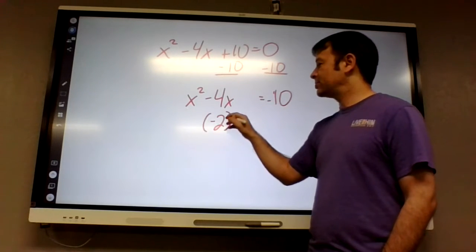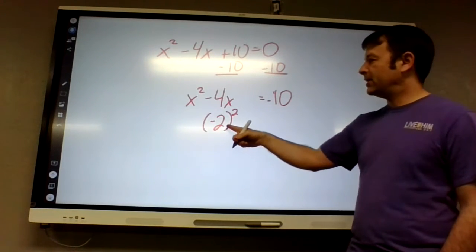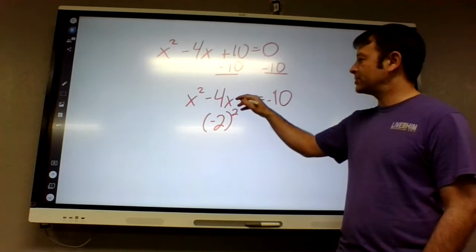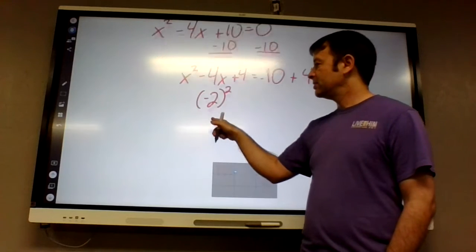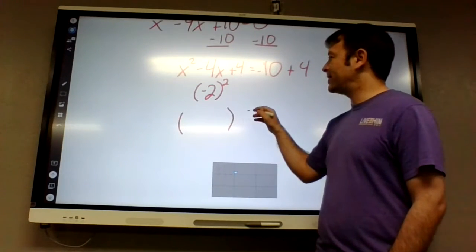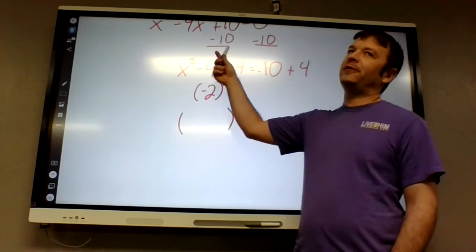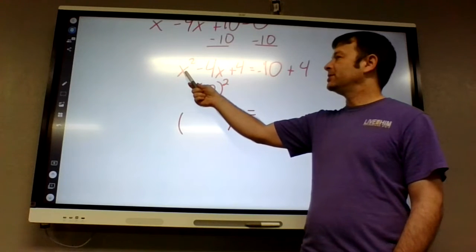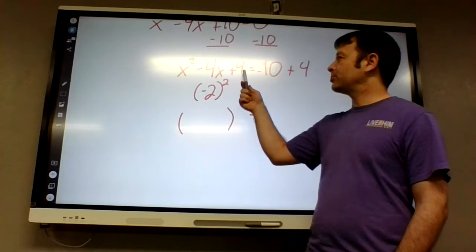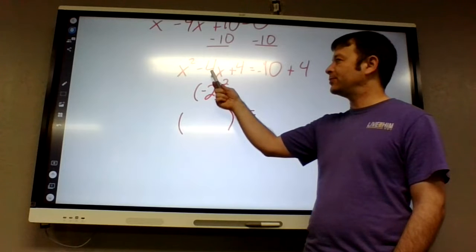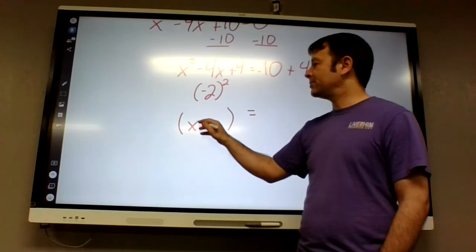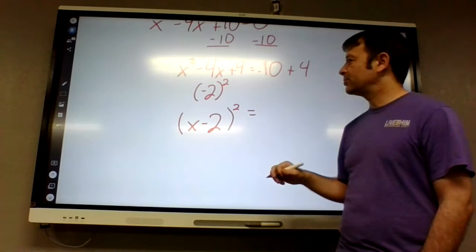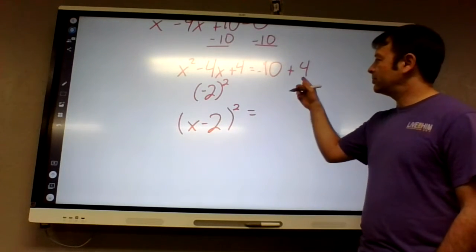And then we squared it. Negative 2 squared is 4, so you do plus 4 on both sides, and you get 14. The reason we do that is because the left side factors perfectly. What goes into 4 and adds up to negative 4? Negative 2. So it factors to x minus 2 squared equals negative 6.